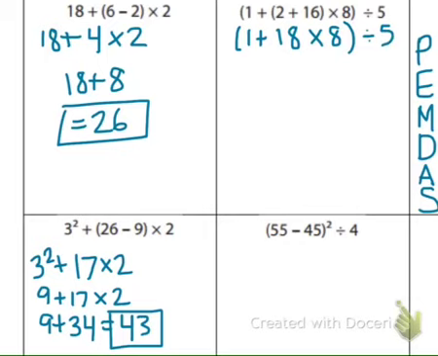So we're still on that step P for parentheses. So we have 1 plus 18 times 8. Well, we have addition and multiplication, so we need to multiply first. So that parenthesis comes down, we have 1 plus still. And then 18 times 8 is going to give you 144. And then still divided by 5.